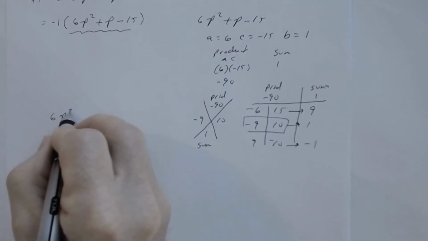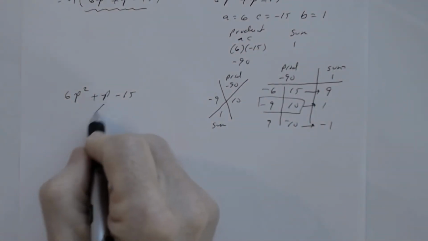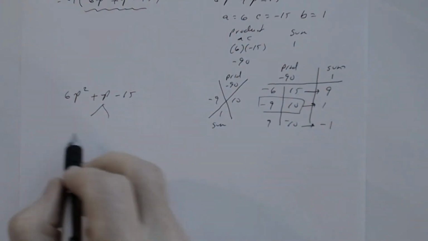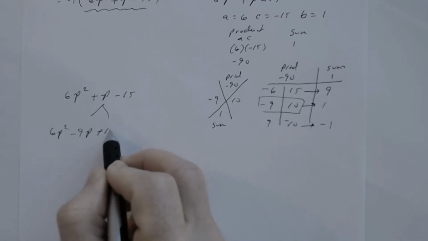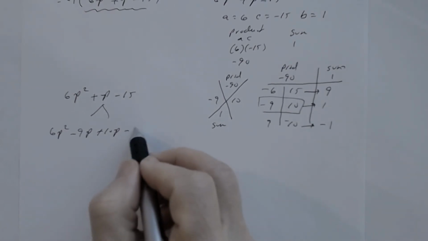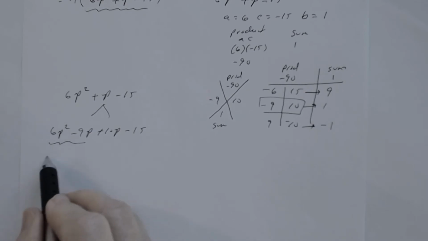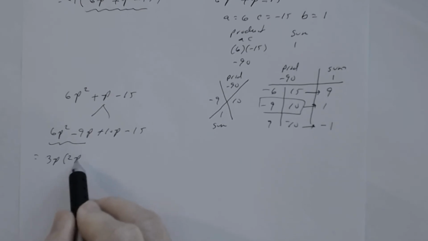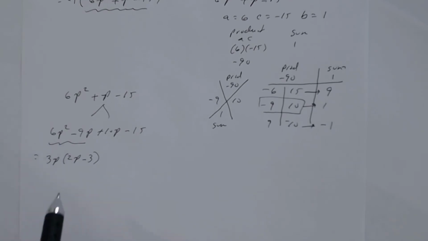So 6p squared plus p minus 15. So you're going to rewrite that middle term using these 2 numbers now. So I get 6p squared minus 9p plus 10p. And always double check. Negative 9p plus 10p is positive p minus 15. And now let's use grouping. So in the first group, I can factor out a 3p, and you end up with 2p, right? Minus, what's that, 3? Okay, so 3p times 2p minus 3.